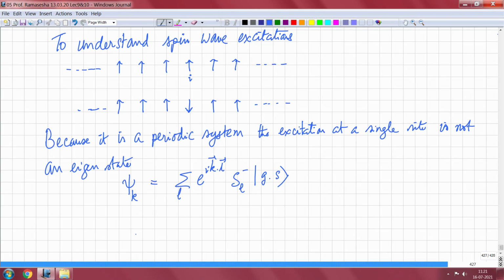So what happens is, the ground state, when site L is there, this SL minus operator will flip the spin at site L, and then you will have a phase factor e to the power ikL associated with the resulting state, and this is summed over all the sites, and this is the Bloch state. This is exactly like a tight binding band structure, or what we did with the Frenkel excitons, to get the aggregates.